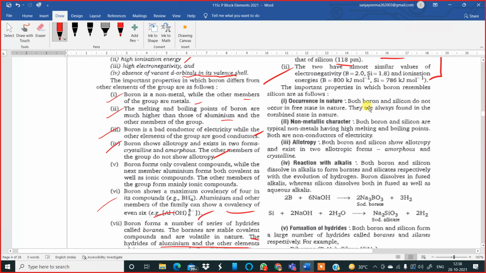Occurrence in nature: both boron and silicon do not occur free in nature. They are always in the combined state. Non-metallic nature: both boron and silicon are typically non-metals having high melting point and high boiling point. Both are bad conductors of electricity.